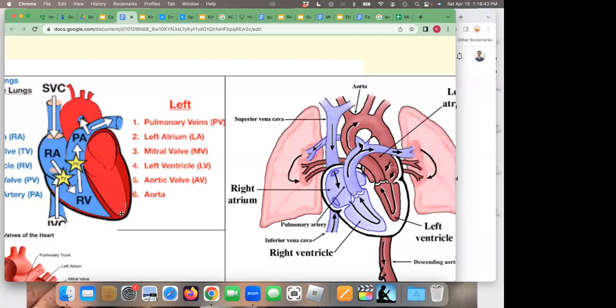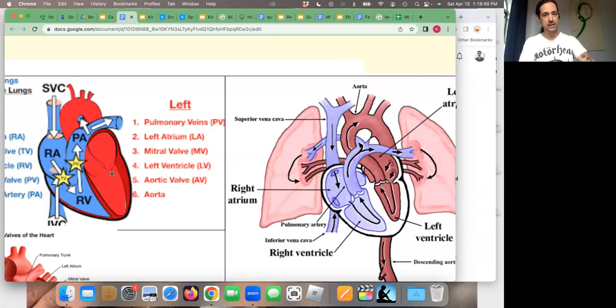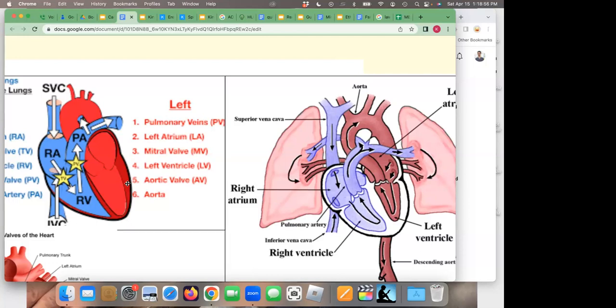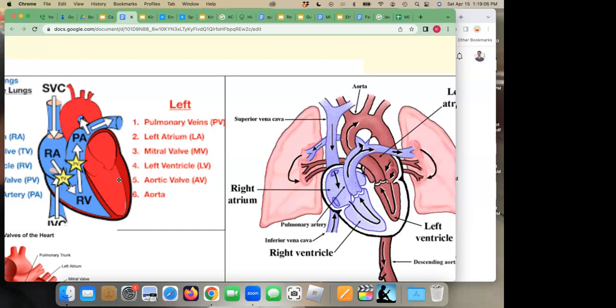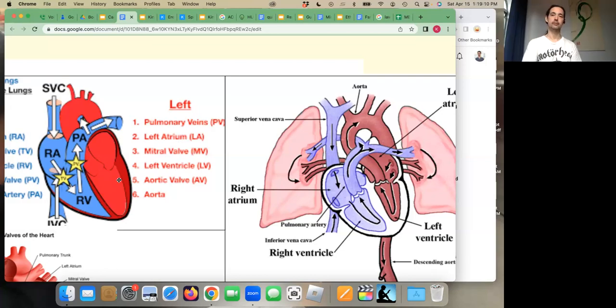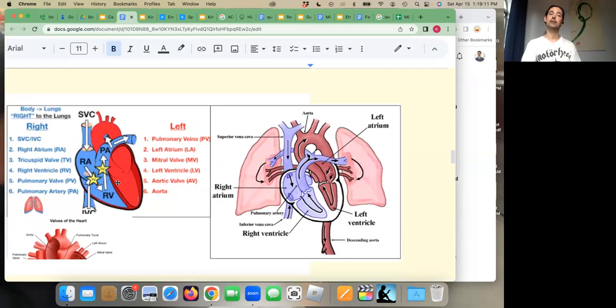Pulmonary vein to the left atrium, to the left ventricle. Very good. Be my Valentine, bicuspid mitral valve. Left ventricle, aortic valve, aorta. Very good.